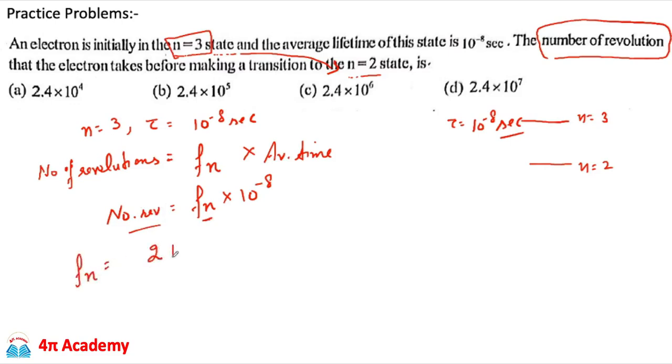Now the formula which we have discussed, the frequency of revolution, is equal to 2 R infinity c over n cube. Now the value of this Rydberg constant is equal to 1.097 into 10 raised to power 7 meter inverse. And in the next lecture we will also discuss how this value of the Rydberg constant changes with the change in atomic number of an atom.